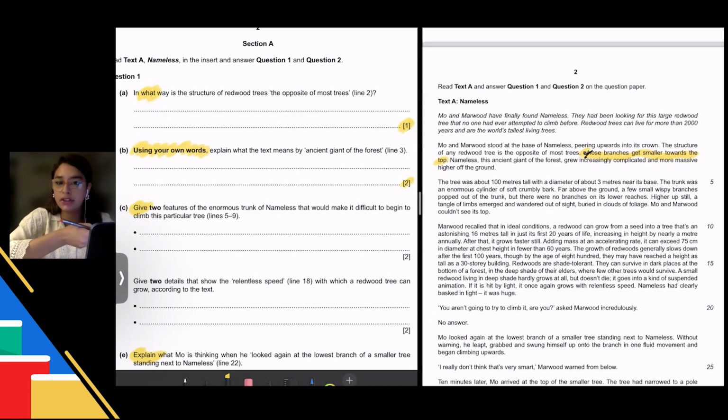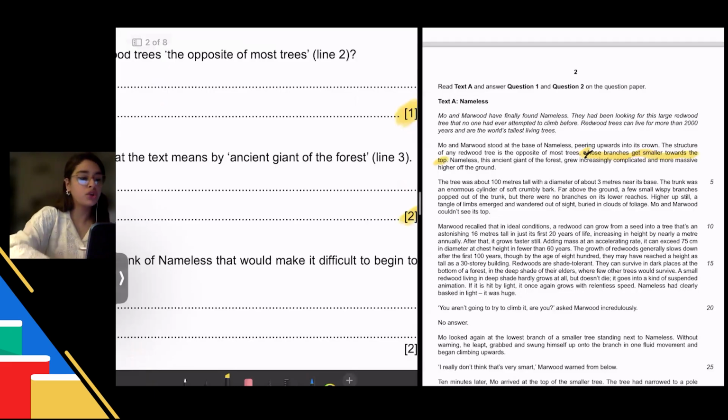So if it's a 2-mark question, then the question likely asks you for two things. In this case, we need to identify exactly what two words or phrases or ideas we can pick out from the given line. If you look at the line, it says "ancient giant of the forest." So we can identify that there are two words I can explain in my own words: the idea of what ancient means in this context, and the idea of what the word giant implies for the redwood forest.